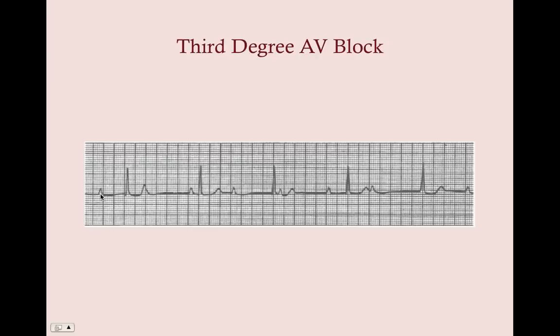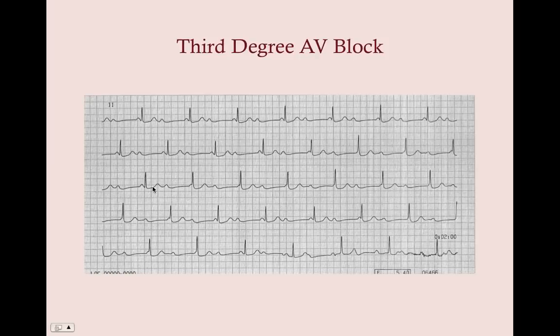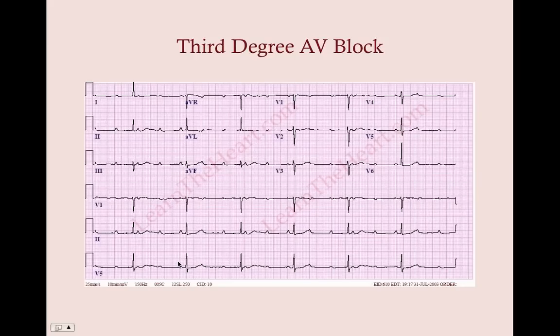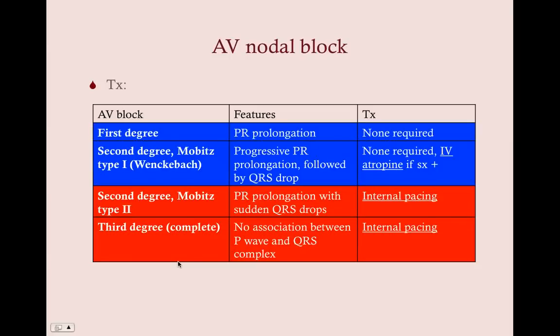So here you have a P wave and a QRS complex 2 big boxes later. Here you have a P wave with a QRS complex about half a big box later. Here you have a P wave and really no QRS complex until about 4 boxes later. So you can tell that this is abnormal. There's no correspondence whatsoever between the P wave and the QRS complex. Here's another one. And here's another one.